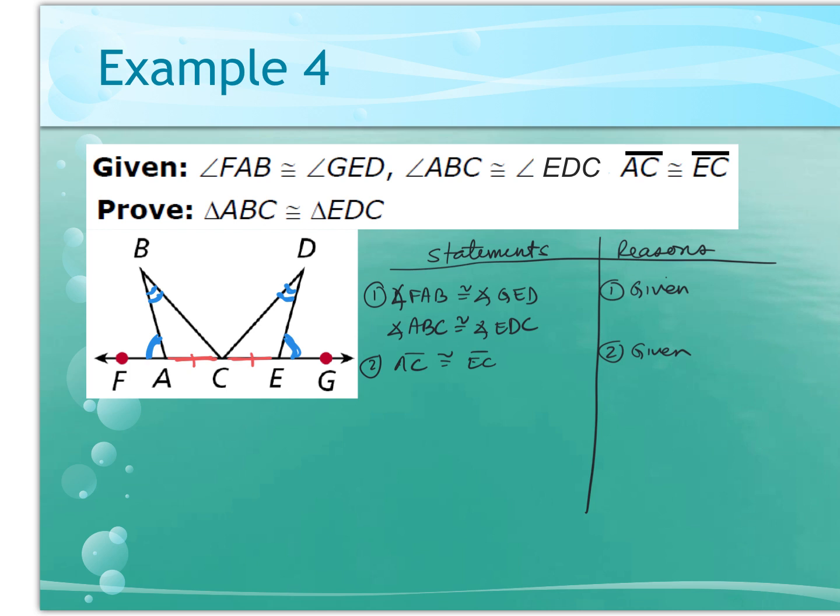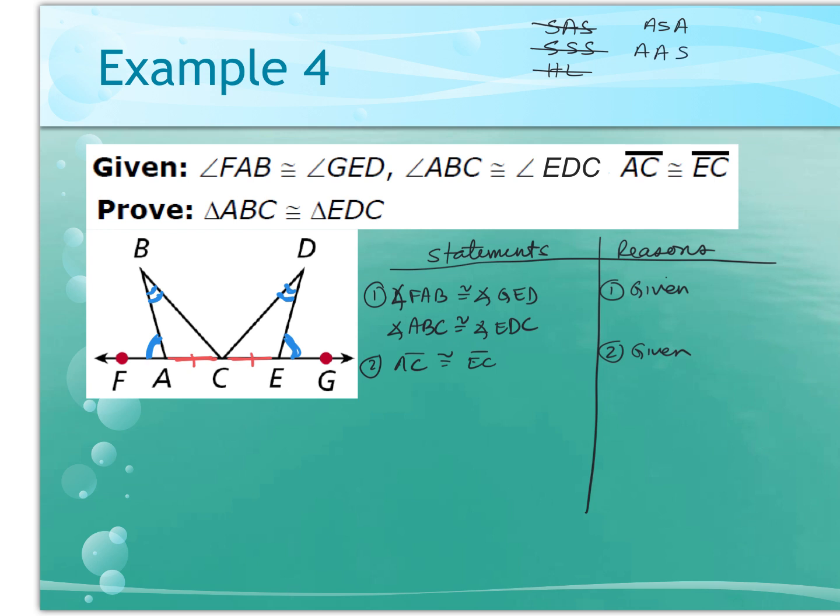So now I have to start really analyzing which methods I can use here. Remember, you've got side, angle, side. Well, I only have one side, and I don't have a shared side, so I feel like side, angle, side is knocked out here. Side, side, side, same thing. I don't have enough sides. HL, guess what? It's not a right triangle. So I've got angle, side, angle, and angle, angle, side.